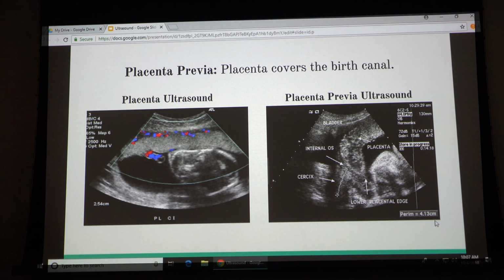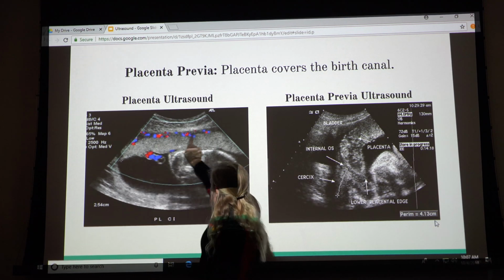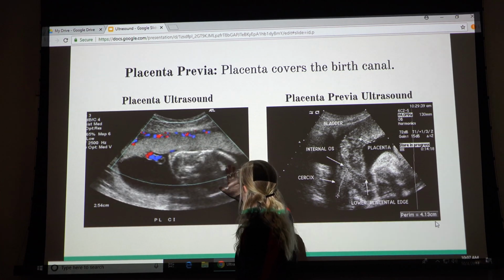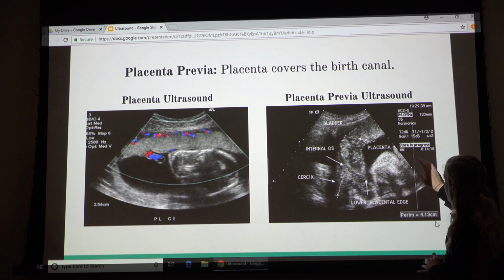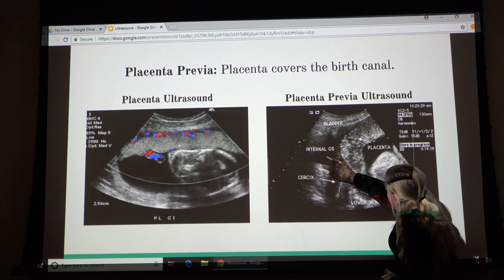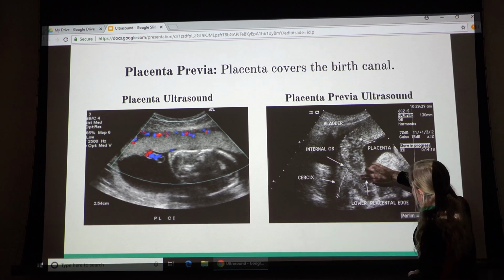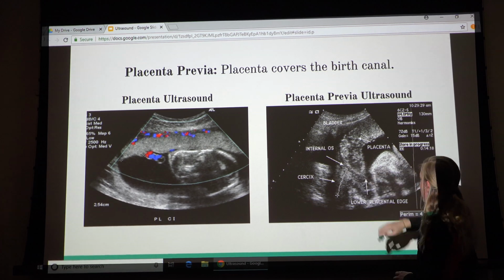So placenta previa is when the placenta covers the birth canal. So in this, we have the outline of the gestational sac, and then the placenta attached to the top, and this is the baby. And on this side, we have the outline of the gestational sac, and you can see the placenta is covering what is the cervix as drawn by this line in the birth canal.